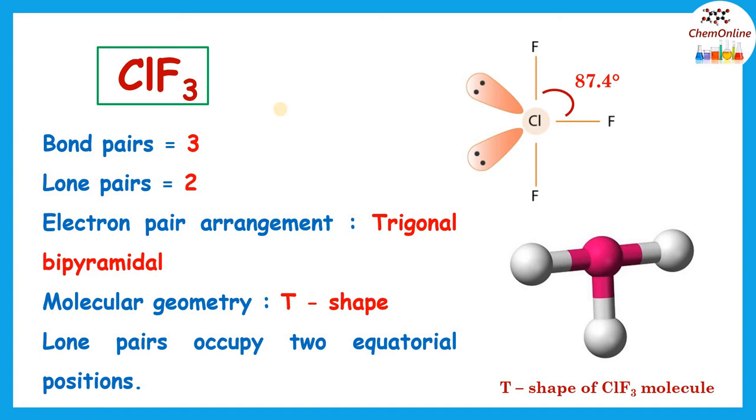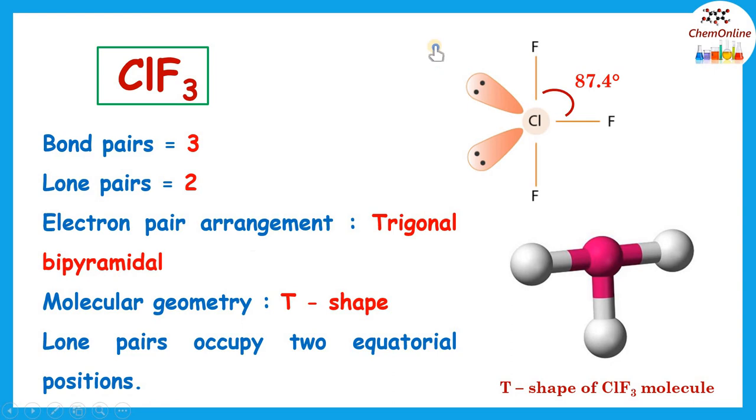Chlorine atom has 7 valence electrons, and out of these 7 valence electrons, 3 form bonds with 3 fluorine atoms. So the number of bond pairs is 3, and there are 4 electrons remaining on the chlorine atom. So they will form 2 lone pairs. As you can see here, 2 lone pairs. So the total number of electron pairs is 3 plus 2 equals 5. So in this case also we expect a trigonal bipyramidal geometry.